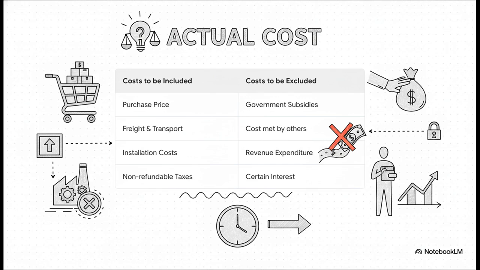And notice that last point, revenue expenditure. That means you can't include ongoing costs like an annual maintenance contract. Those are regular expenses, not part of the asset's capital cost. The whole point is to isolate the true capital costs that you incurred to get that asset up and running.